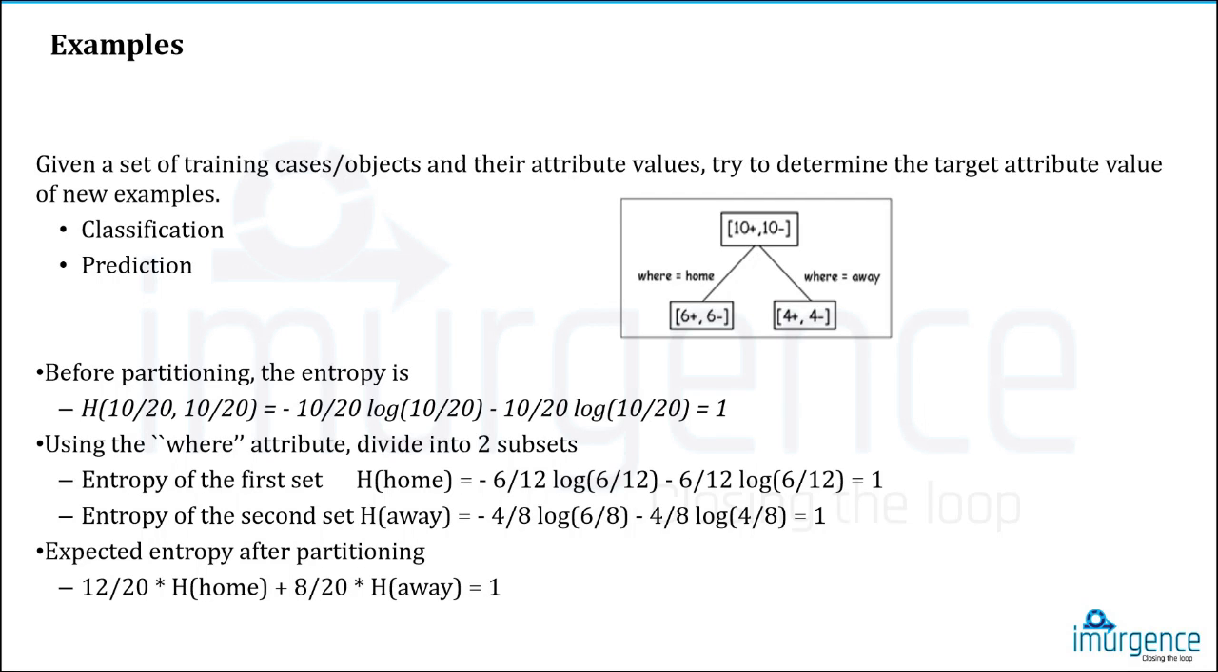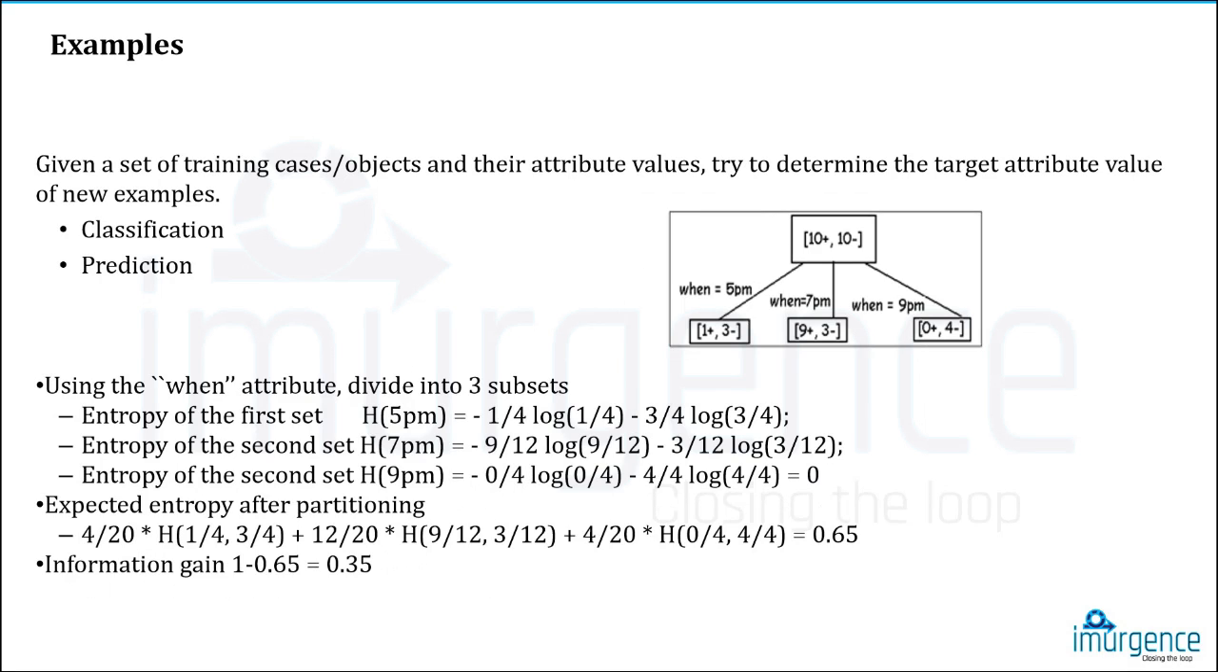Using the venue attribute divided into two subsets. Now this is where it becomes conditional. So entropy of the first set, so the H for home, is equal to minus 6/12 log of 6/12 minus 6/12 log of 6/12, which is equal to 1. Similarly, the entropy for the second set remains as this. The expected entropy after partitioning of the data is 12/20 into H for home plus 8/20 into H away, which is equal to 1, right?